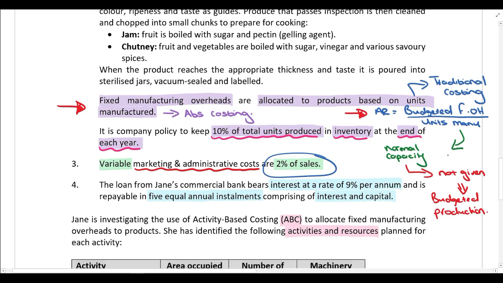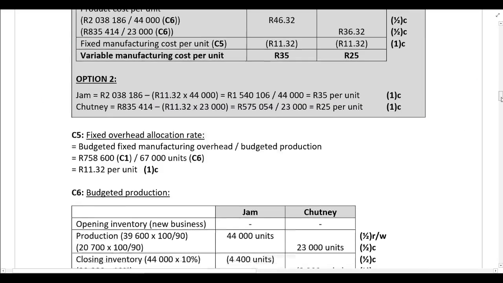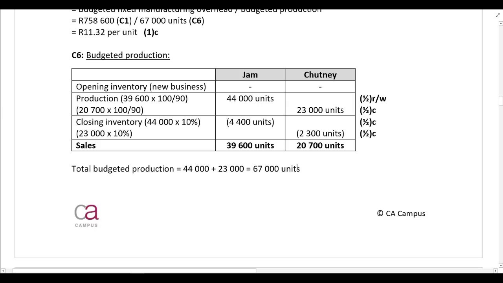And remember, in terms of IAS 2, that should be normal capacity. But if normal capacity has not been given, you can use budgeted production. So in this question, normal capacity has not been given, so we are going to use budgeted production in the calculation. So we've got the budgeted fixed overhead, but we need to calculate budgeted production because we don't have budgeted production. All right, so let's just jump to calculation 6 over here in order to calculate budgeted production.